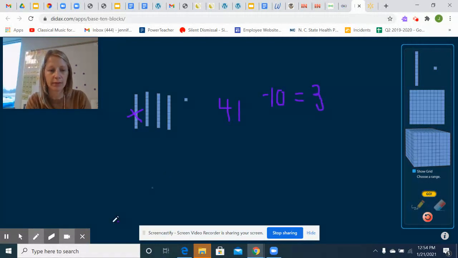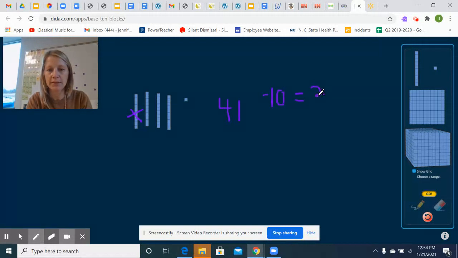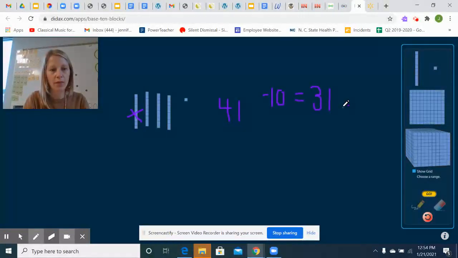Ooh, that's a crazy looking 3. Sorry guys. Let me erase this. Try better 3. So I put a 3 in my tens place. And then I have 1 dot, so I put a 1 in my ones place. And when I put these two numbers together, I make the number 31.